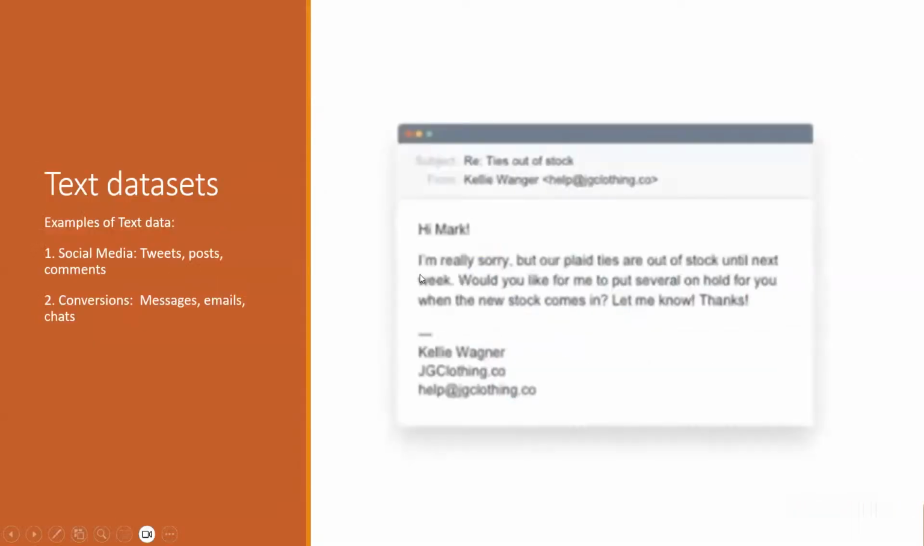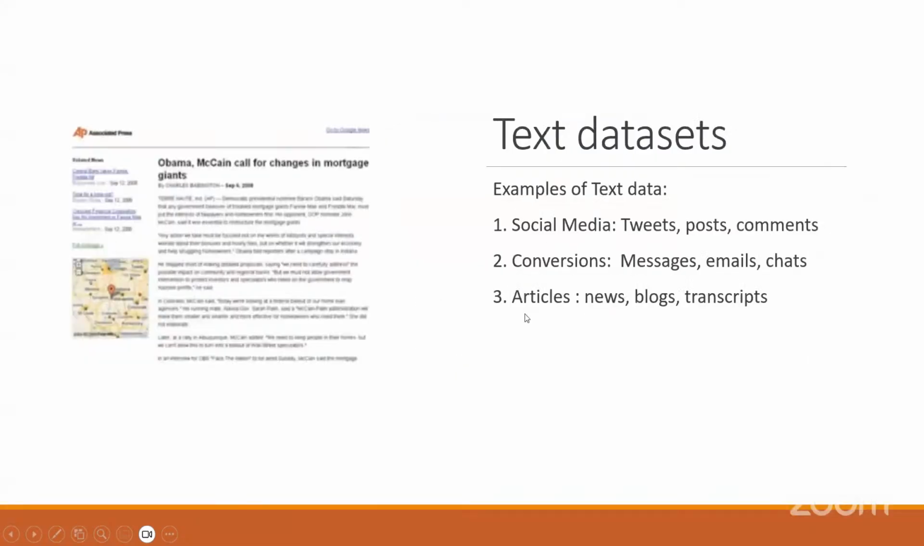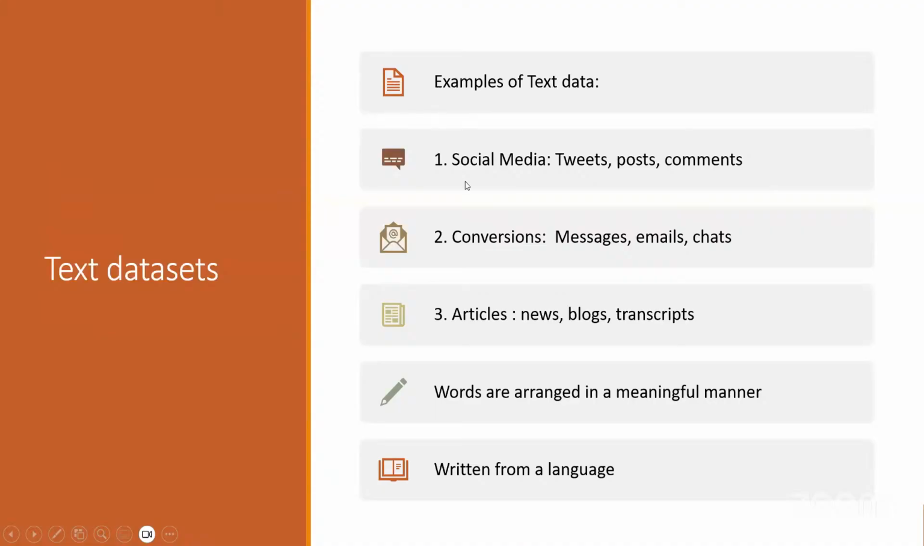So some emails, messages, conversations. Two ways we can converse, either in the form of messages or email, or in the form of chats. We can start a conversation with people, right? Like social media activities, articles like news articles, blogs, or transcripts, right? So examples of text are social media, articles. The words written in the form of any language, right? The tweets, messages, blogs, news could be in any language.